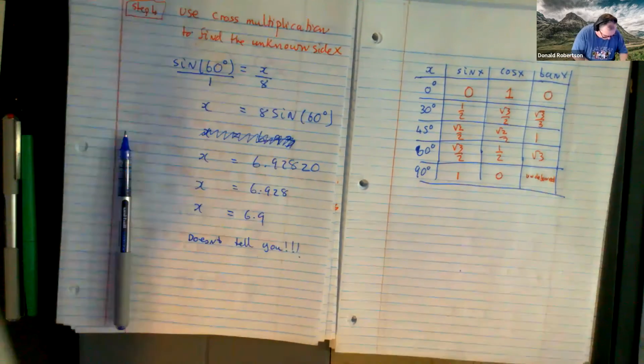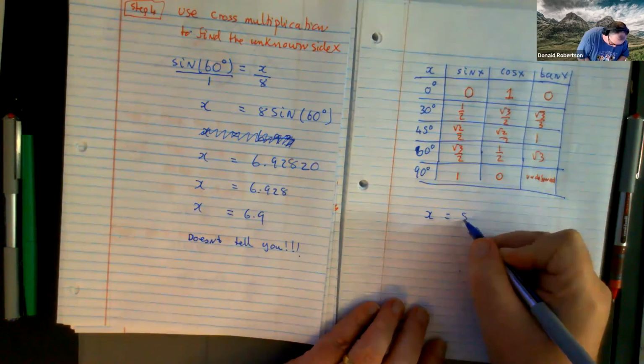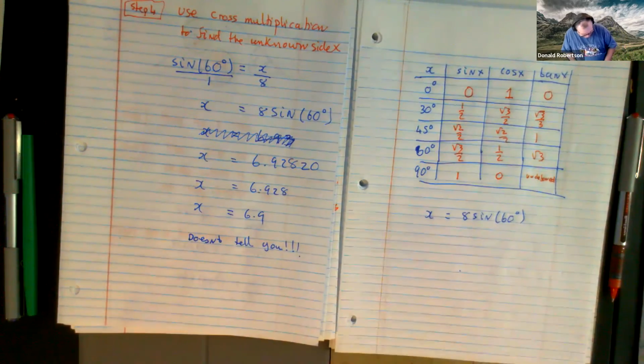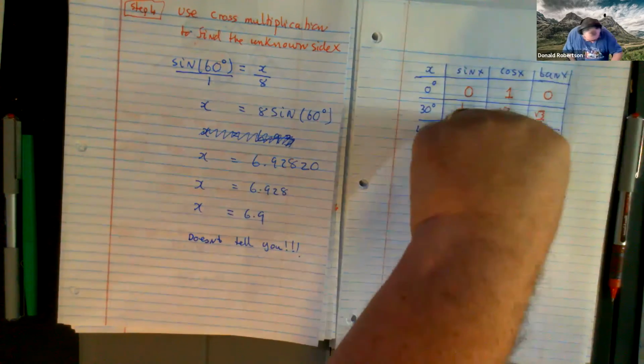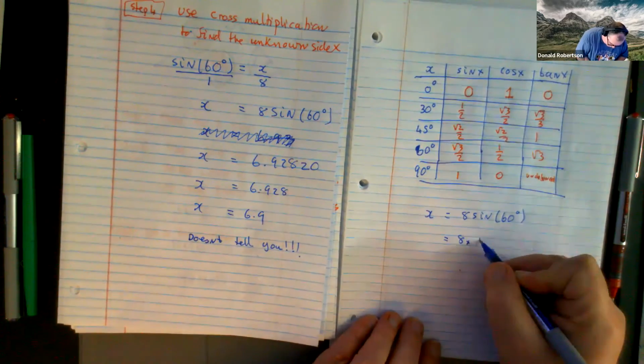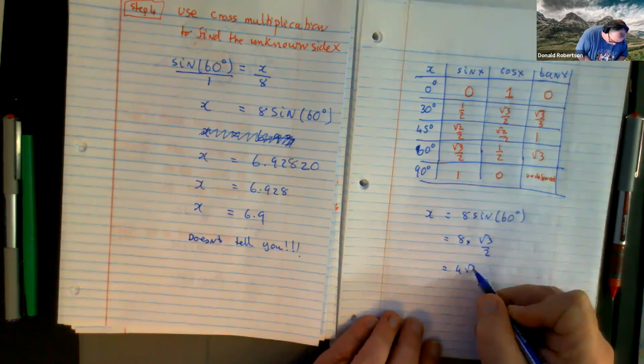So if I go back to this question, X is 8 times the sine of 60 degrees. If they don't mention decimal places, it means it has to be one of these values, which it is. Isn't it going to be 8 times √3 upon 2, which gets you 4√3?